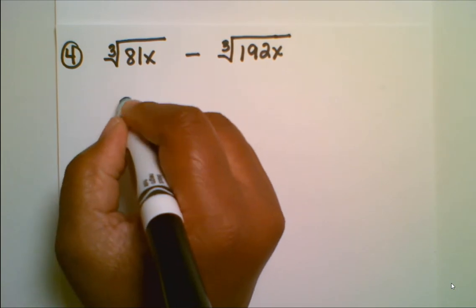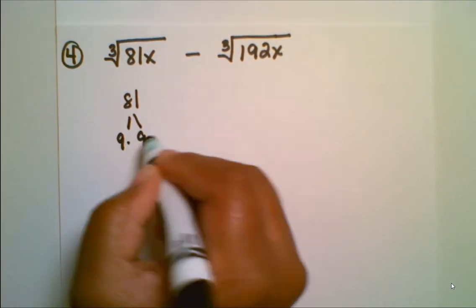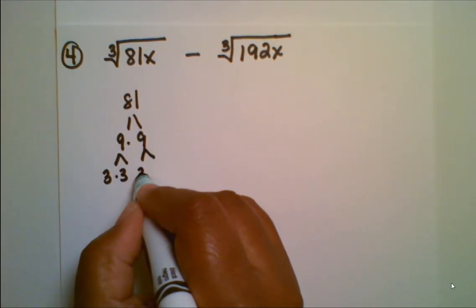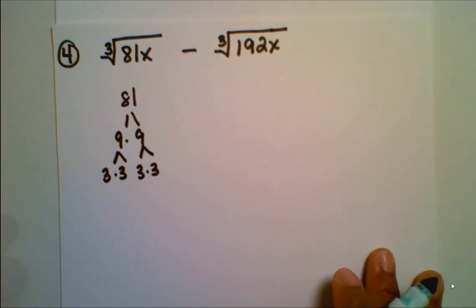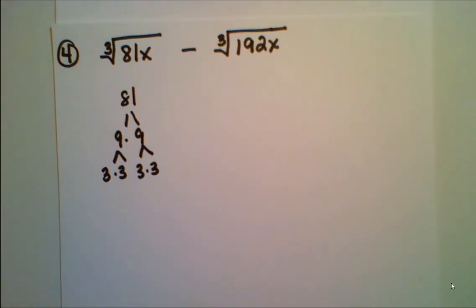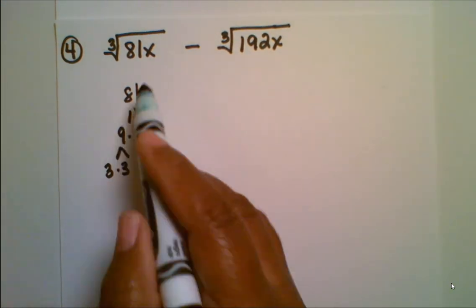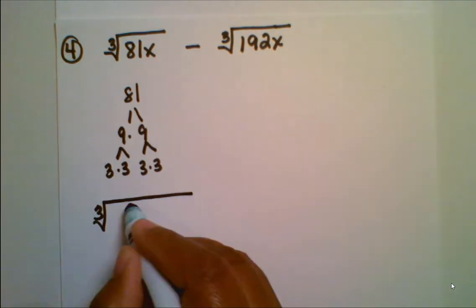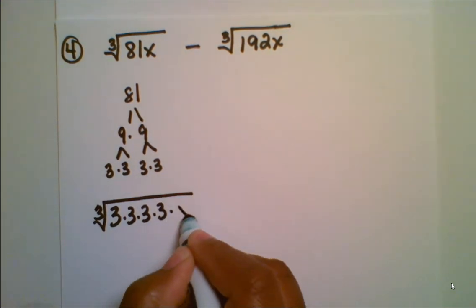Let's look at just 81 for a second. We're going to break down 81, 9 times 9. Branch off 9, we have 3 and 3, and 3 and 3 again. Okay, so our focus will be on the cube root of 81x. So let's go ahead and write the prime factors. The cube root, we have 4 3's, and we have an x.